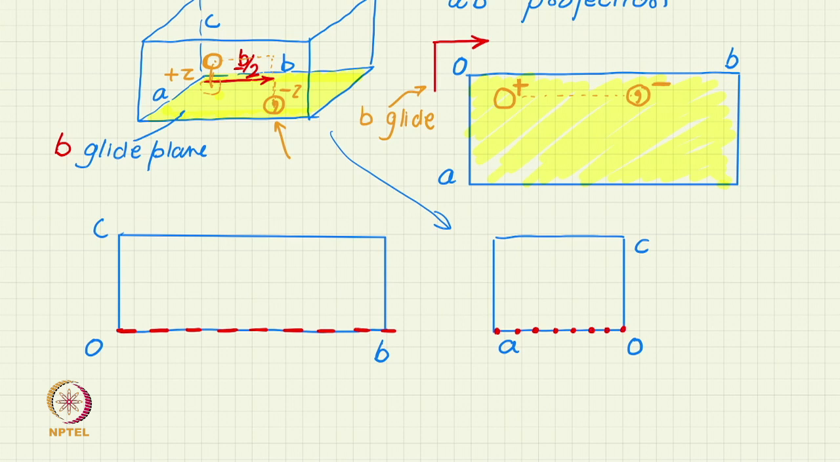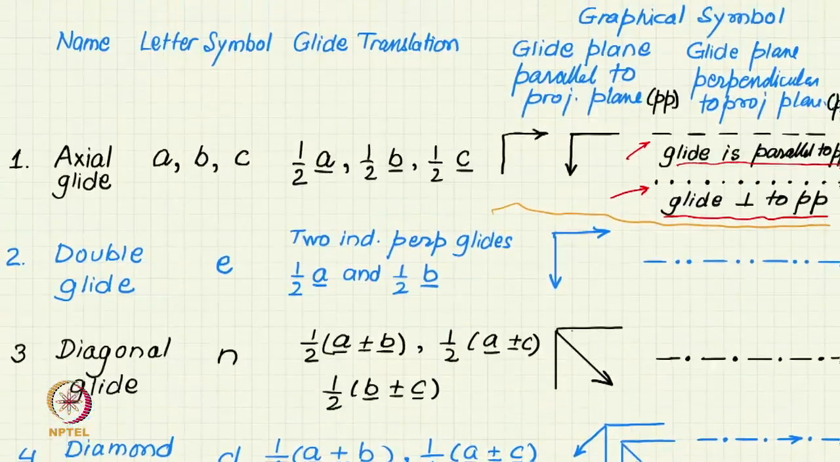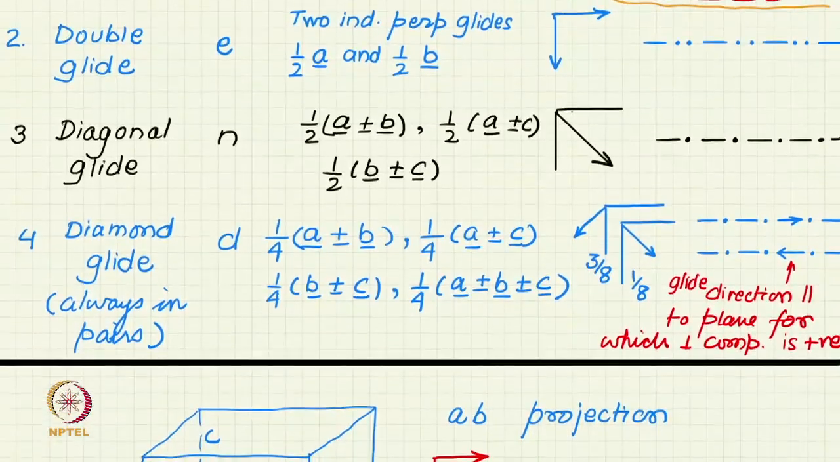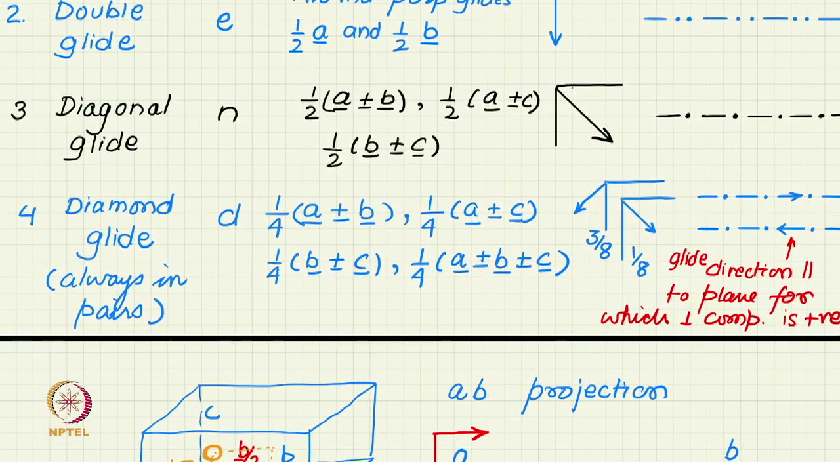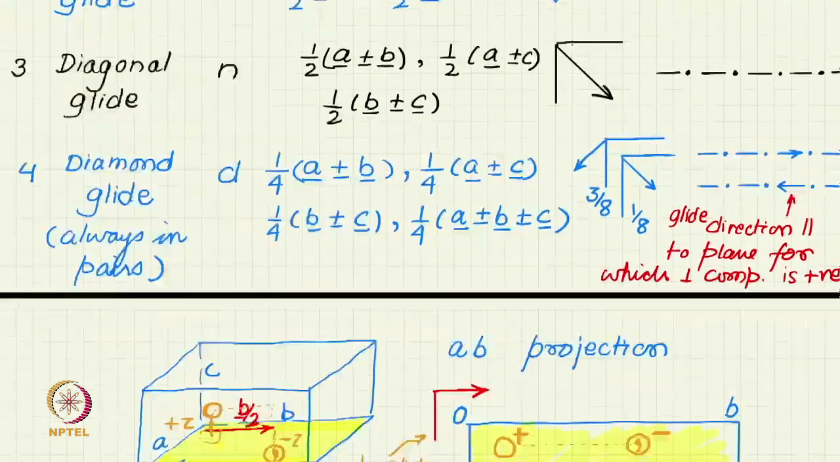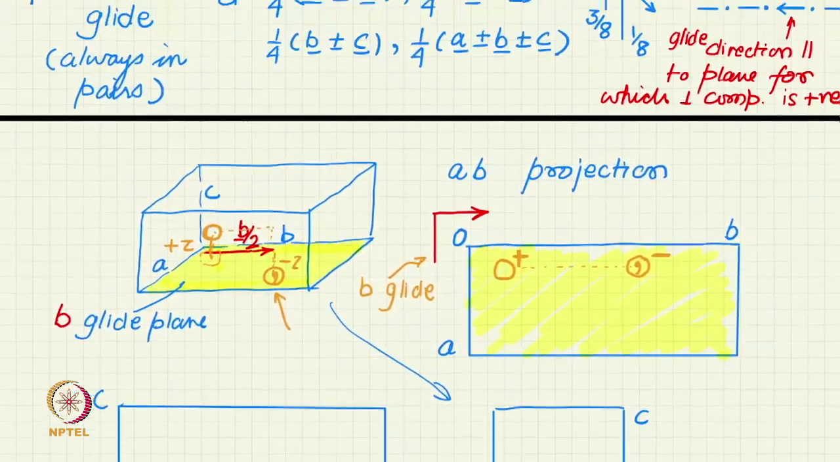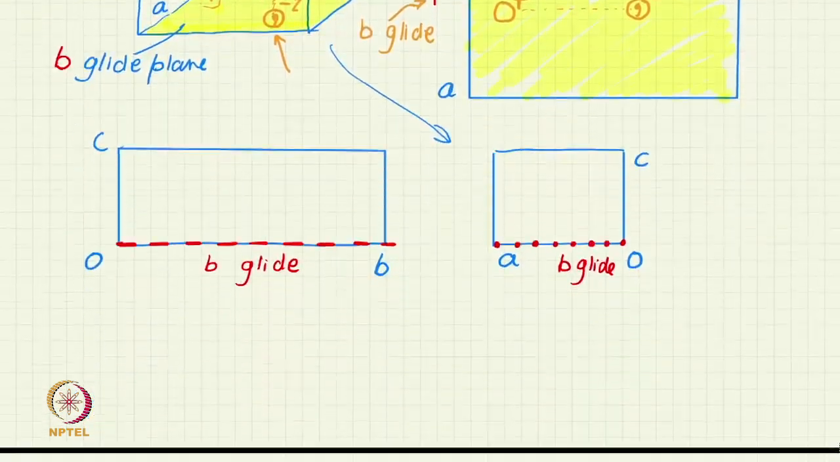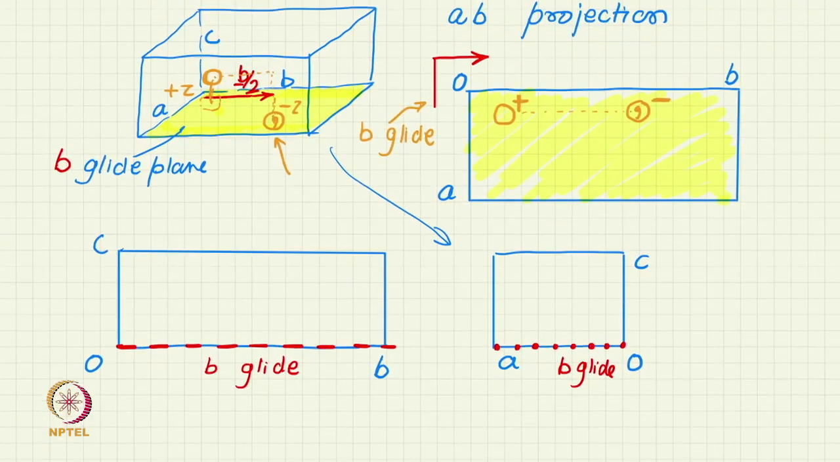So, all of these are representing B glide, this is also B glide, this is also B glide, but they appear differently in terms of symbol in the different projections. A similar diagram you can construct for others, or you can check books or international tables. We will not go into all those cases, but we may meet some more of them in our future discussion. Thank you very much. We will meet in the next video.